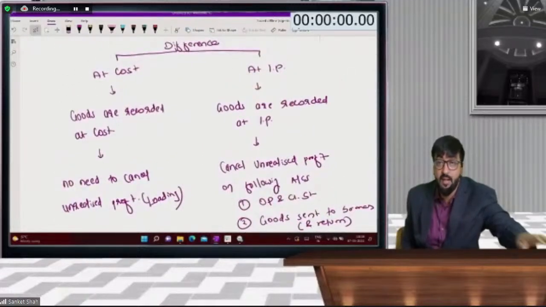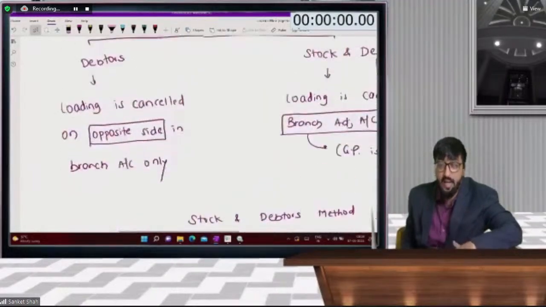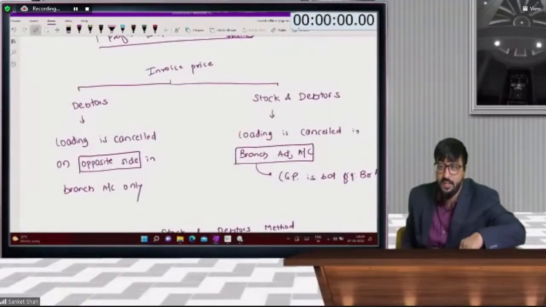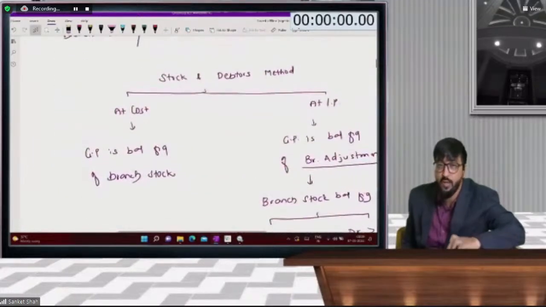At difference at cost and at invoice price. Then I explain you invoice price, what is the concept of invoice price, debtors method and stock and debtors method, where to write it. This theory is important. Please read it 2 to 3 times in the break.